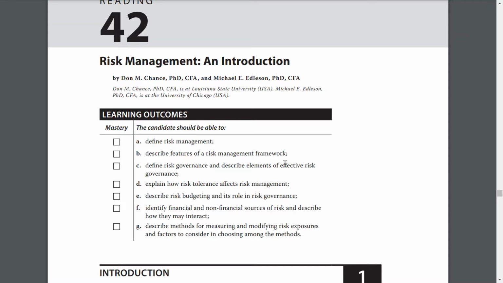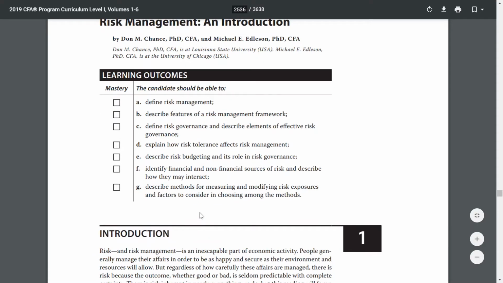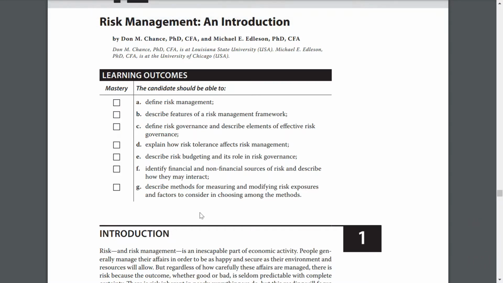Describe risk budgeting and its role in risk governance. Identify financial and non-financial risks, and describe how they may interact. Describe methods of measuring and modifying risk exposures and factors to consider in choosing among these methods.